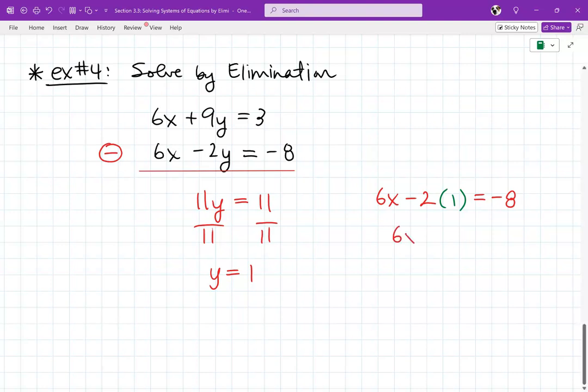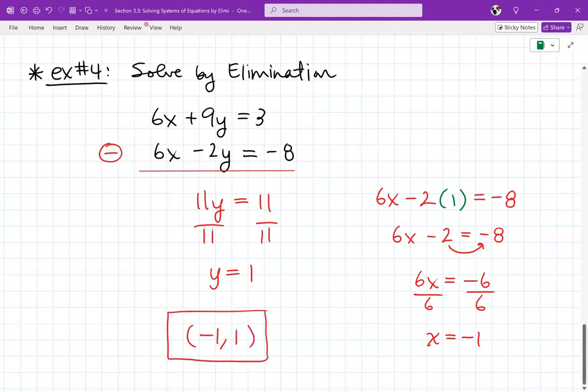So I have 6x minus 2 equals negative 8. I'll add 2 over. I got 6x equal to negative 6. So if I divide both sides by 6, I get that x is negative 1. And here's my answer, negative 1, 1. I wasn't going to do the problem, but it's okay. So that's what your homework's going to be like.